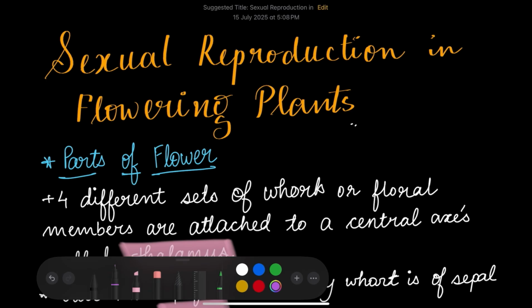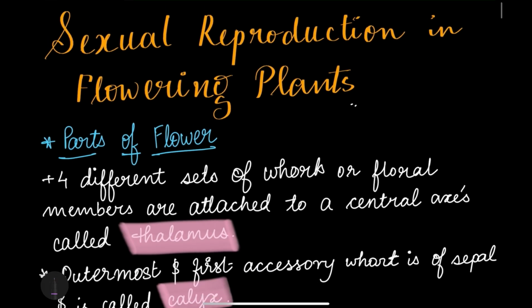Today we are going to discuss chapter 2 from class 12th biology, that is sexual reproduction in flowering plants. Sexual reproduction means involvement of two parents. In flowering plants we'll see, first of all, for the reproduction part, what the parts of a flower are.